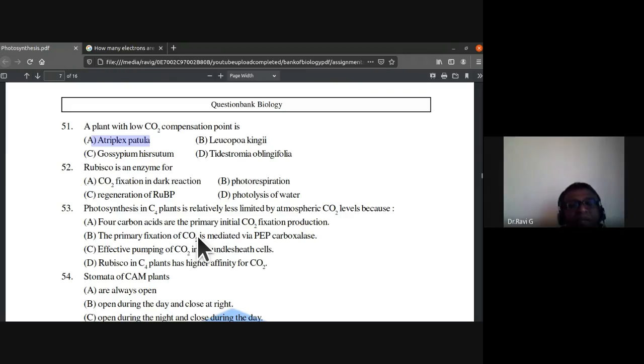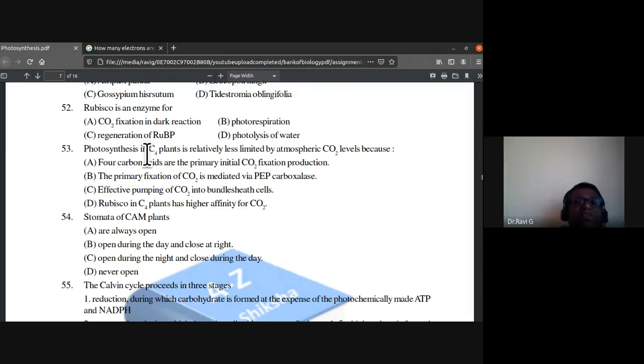So next, 52nd: Rubisco is an enzyme for what? Carbon dioxide fixation in dark reaction, photorespiration, regeneration of RuBP, photolysis of water. Which is the answer? Rubisco is an enzyme for carbon dioxide fixation in C3 plants, the dark reaction. Okay.